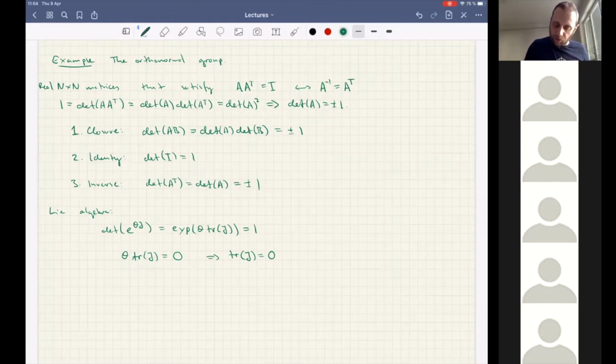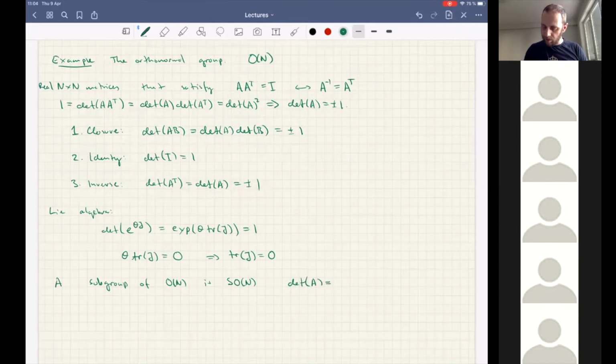And this is called the orthonormal group, and the typical notation for this is ON. We can also look at a subgroup of this, which is called SON, and that's just restricting the determinant to be plus 1, so removing all the matrices with determinant minus 1.